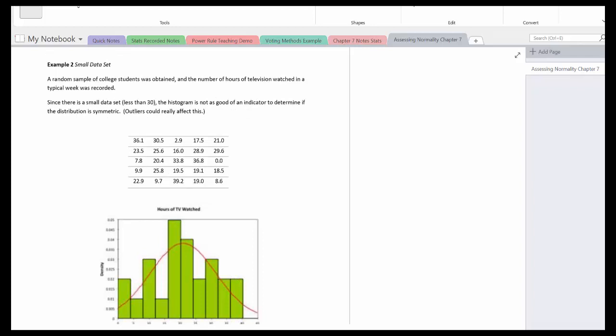Okay, so let's take a look at a small data set. A random sample of college students was obtained and the number of hours of television watched in a typical week was recorded. Since there is a small data set, less than 30 data values, the histogram is not as good of an indicator to determine if the distribution is symmetric. Outliers could really affect the histogram because there's not as many data values.